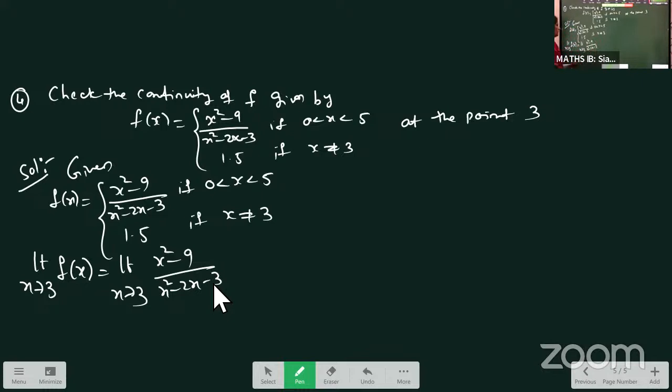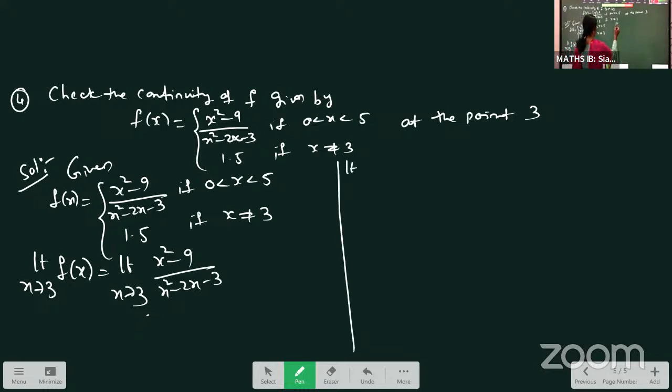Generally what we think, wherever x is there, we substitute 3. 3 square, 9. 9 minus 9, 0 we are getting. In the same way, denominator 3 square minus 2 into 3, 6 minus 3. So denominator also 9 minus 9, 0. 0 by 0, we are not supposed to get. So we have to simplify the given statement. You can go for the factorization.